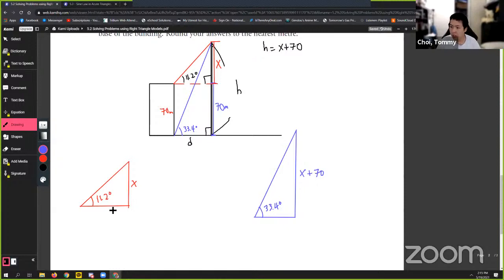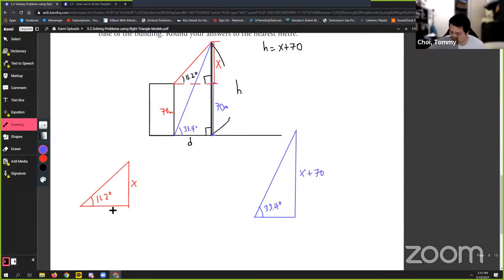So a lot of people should have gotten stuck here saying, I have no idea how to do this. We don't have enough information. There's no way to use the 70. What am I supposed to do? It's like, okay. So why don't we do this?